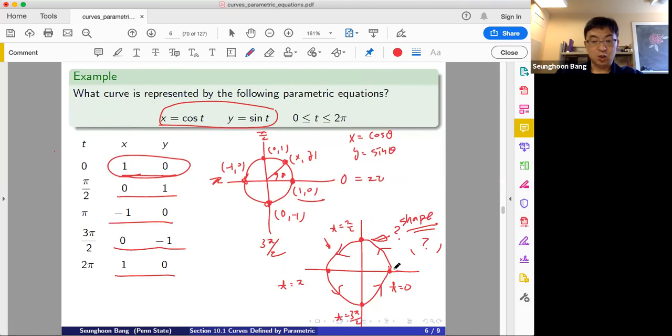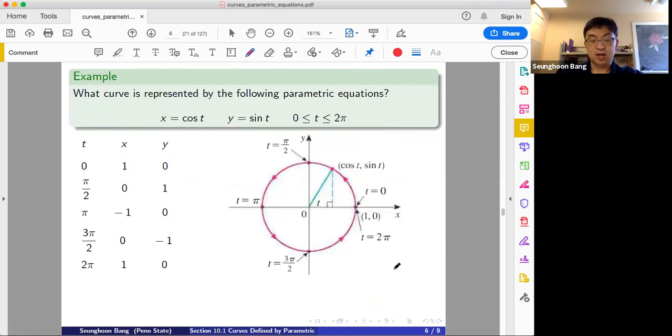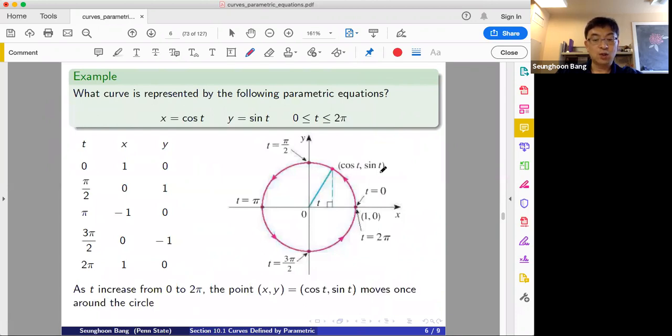My graph is not good, but this is exactly a circle. So we have a circle, center 0, 0, radius 1. As t increases from 0 to 2 pi, the point (x, y) moves once around the circle in the counterclockwise direction, right? Move like this, right?